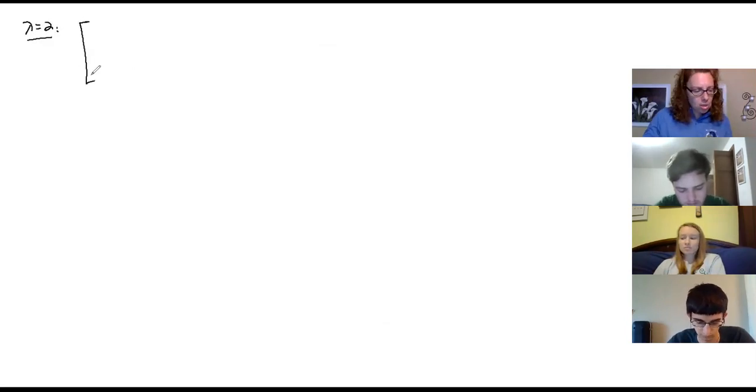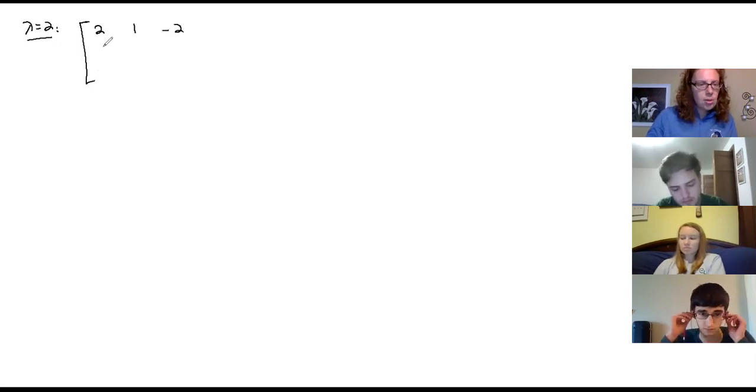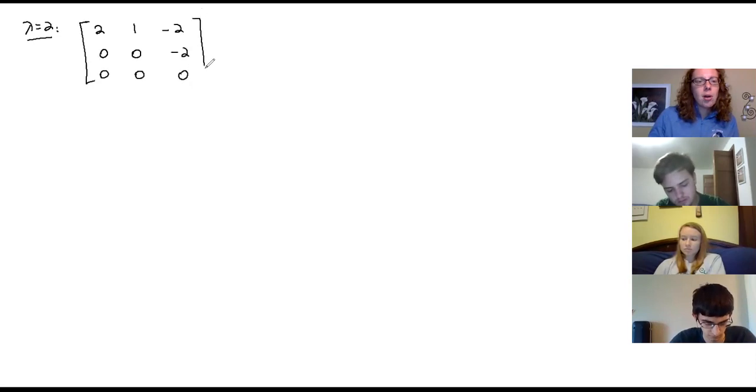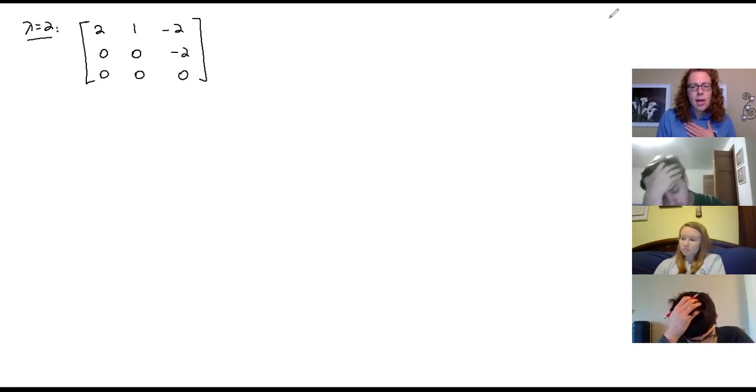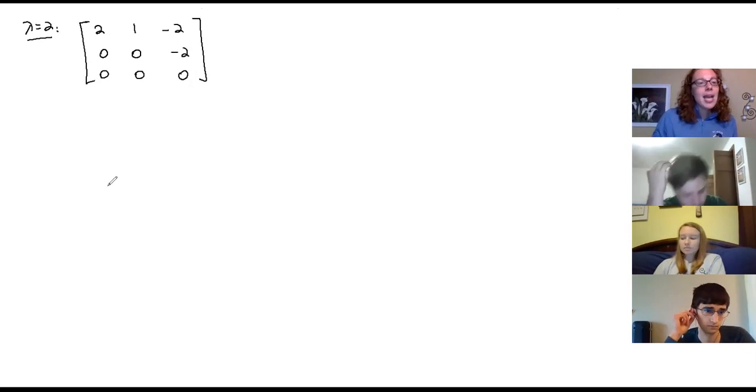Here's my matrix. I don't know if this is defective yet. I am going to have 2, 1, -2, 0, 0, -2, 0, 0, 0. I think that's right, but double check for me, please. It's on the previous slide and I'm not positive. 2, 1, -2, 0, 0, -2, 0, 0, 0. Is that right? You're nodding at me? Good. Okay. Once again, I actually don't have to do any elementary row operations in this case.